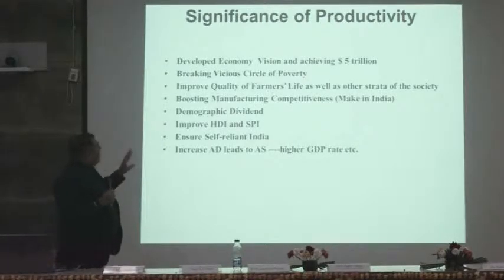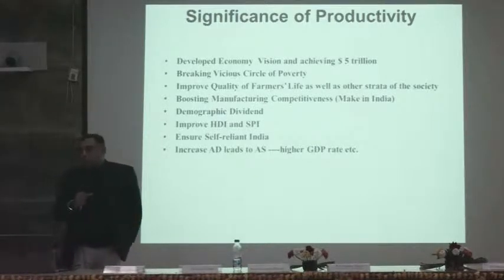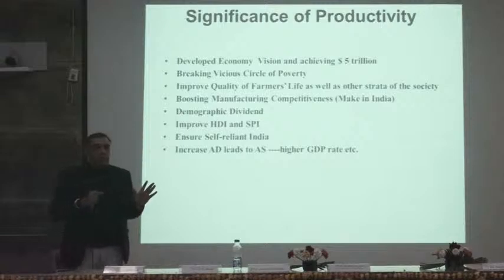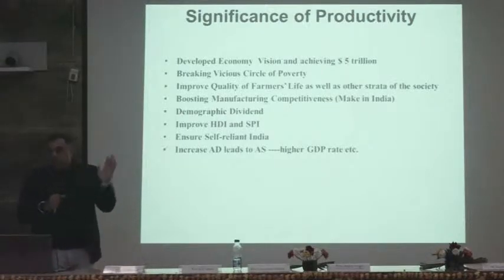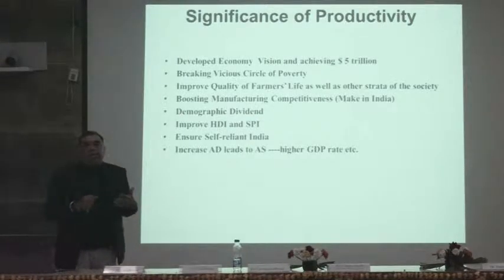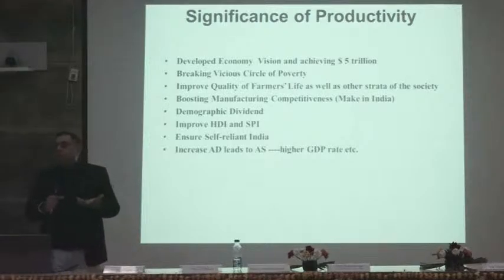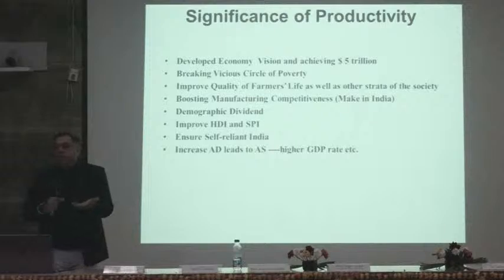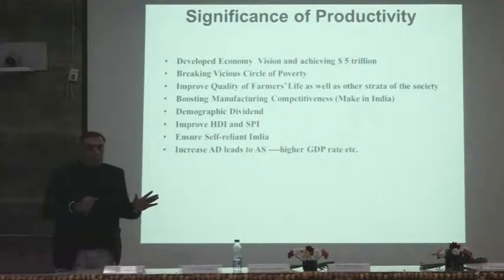Then the second is breaking the vicious circle of poverty. We cannot break the vicious circle of poverty without a mechanism. Until date India is in this vicious circle of poverty. We need to break it through an aggregate demand and supply mix. So it's macroeconomics, how we can break it, but this productivity is a wonderful thing. If we can make our youth productive, then we can break this vicious circle of poverty.